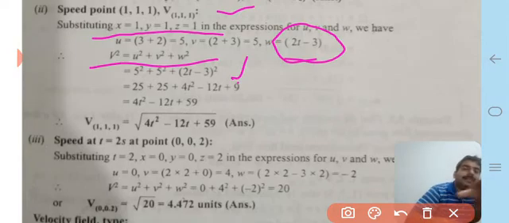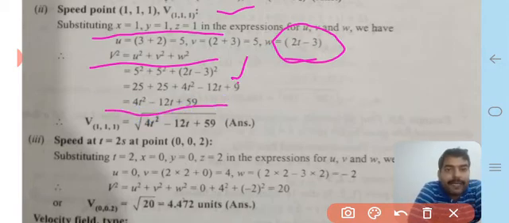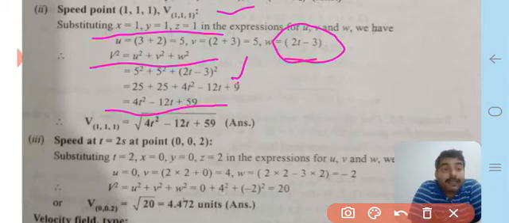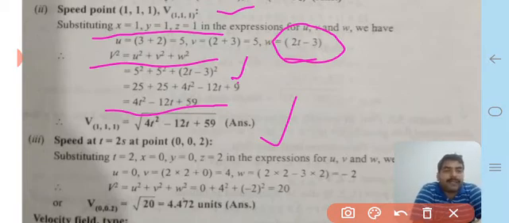Solving the above equations, we get 4t² minus 12t plus 59. Therefore, we can say the speed of the velocity at the coordinates x equal to 1, y equal to 1 and z equal to 1 is 4t² minus 12t plus 59, which is the answer.